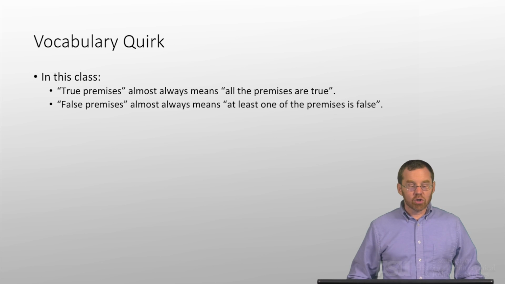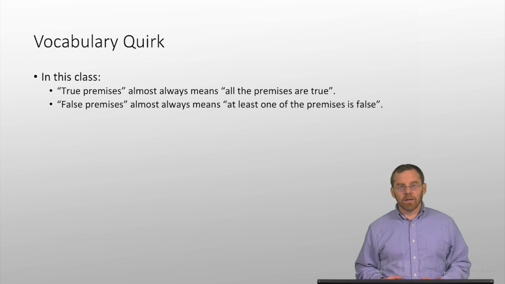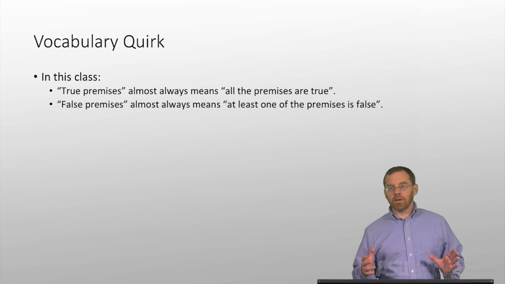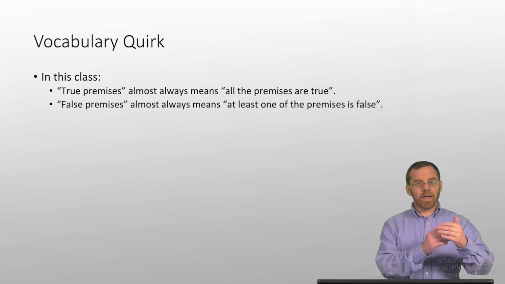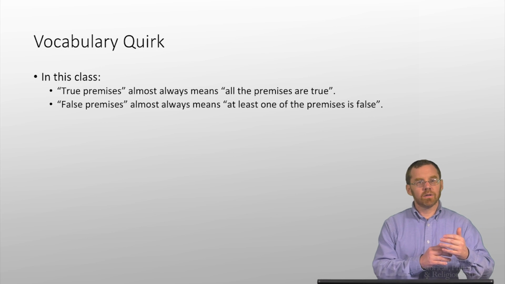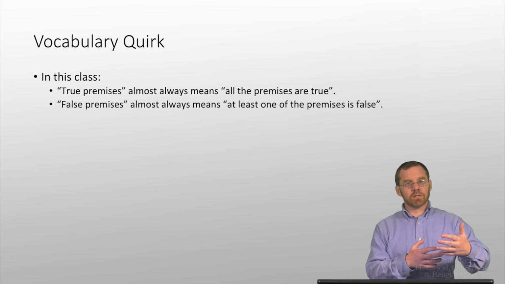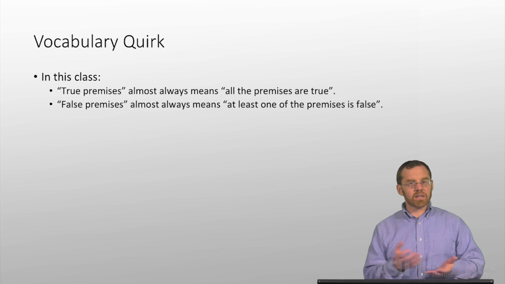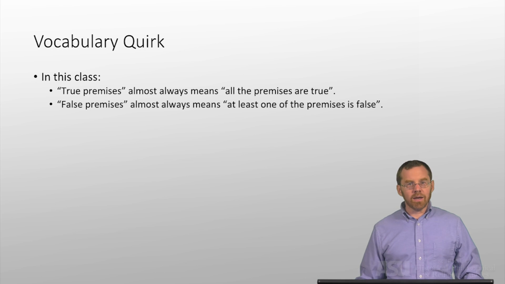In this class, true premises almost always means all the premises are true. False premises almost always means at least one of the premises is false. The reason for this is the following. It really doesn't make any difference if you have an argument with 10 true premises and one false premise. Well, if the argument depends on all the premises to get the conclusion, one false premise makes it useless. Right? So we really don't care about whether or not it has a combination of true and false premises. What we're really interested in is the question, are all the premises true?